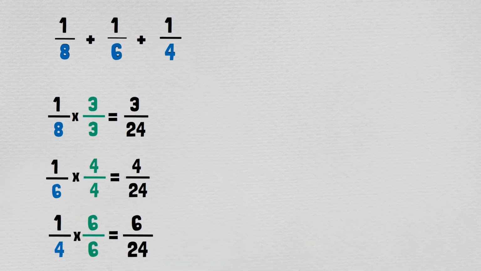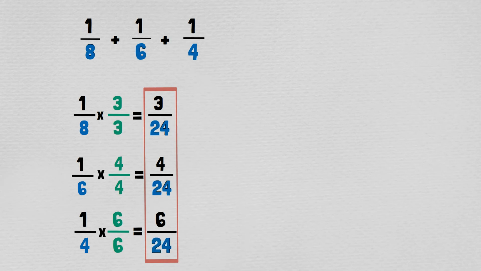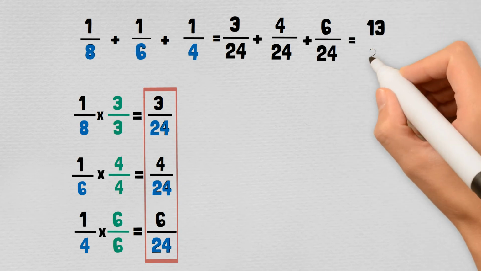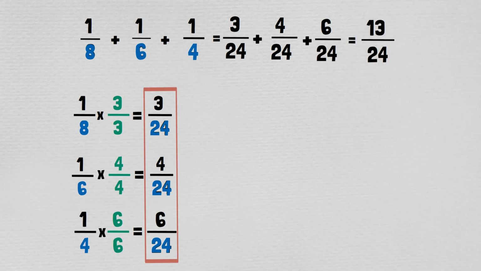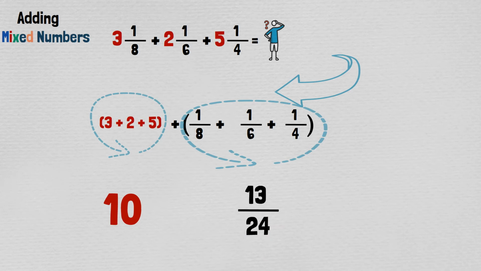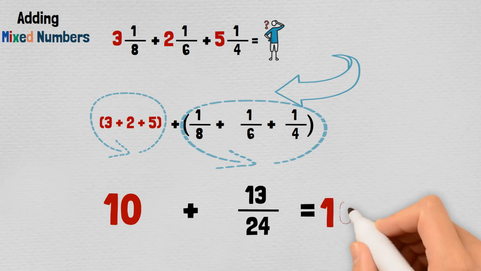Now we have three like fractions and we can add them together. 3/24 plus 4/24 plus 6/24 equals 13/24. The last step is to take the sum of the three whole numbers and add it to the sum of the fractions. 10 plus 13/24 equals 10 13/24.